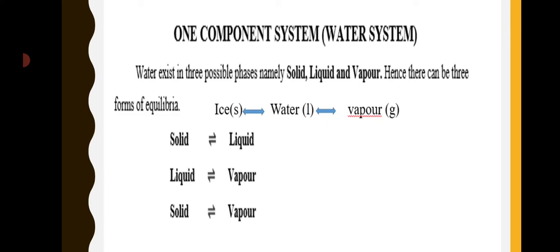One component systems are those systems which have only one compound present in them, hence the name. For example, water. Water is just one compound. When it forms ice, the composition is water. When it forms water vapor, the composition is also water.